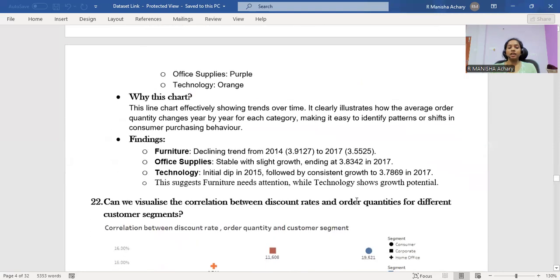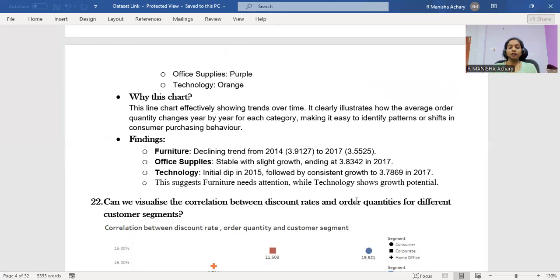Why have I chosen the line chart for this visual? This line chart effectively shows trends over time. It clearly illustrates how the average order quantity changes year by year for each category, making it easy to identify patterns, shifts, and consumer purchase behavior. Now, the insights I have found from this chart.